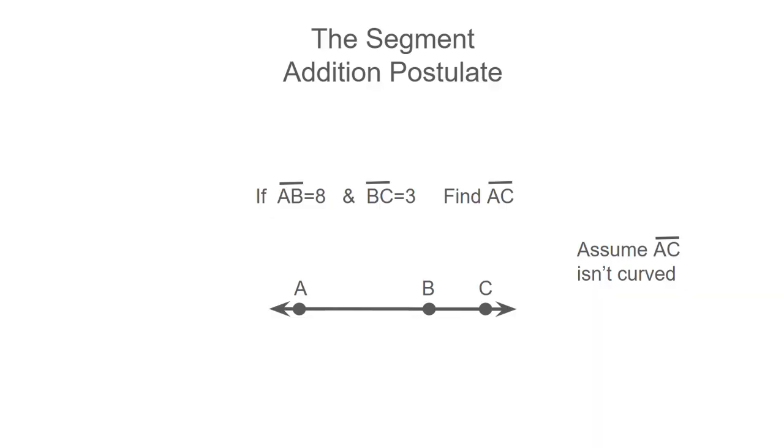Here, we are given the lengths of two parts of a line segment and tasked with finding the whole, which we know we can do by adding because of the segment addition postulate, which in this case we add 8 and 3 to find 11.